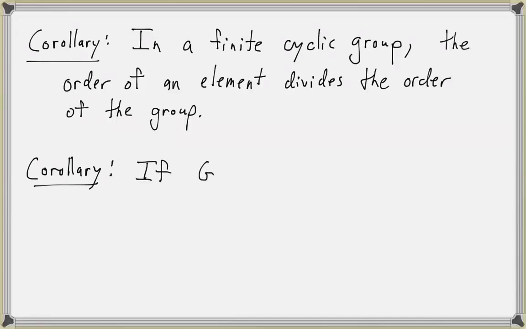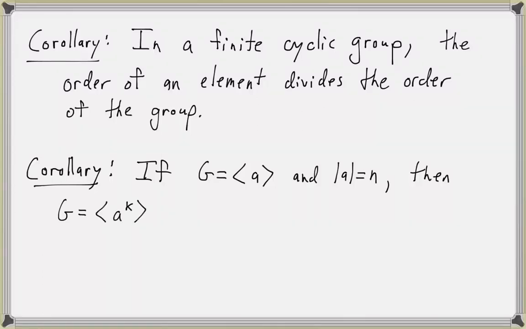So if a group G is generated by a, and the order of a is n, then the group G will also equal the cyclic group generated by a to the power k if and only if the GCD of n and k is 1. So in other words, if a generates the group, then a to the power k generates the group as well if n and k are relatively prime.